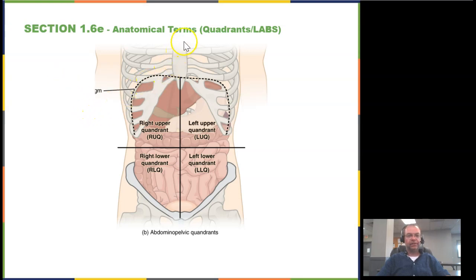We know it's an anterior view of the patient because here is the sternum, otherwise known as the breastbone. So we are in anatomical position facing us. This means that this is the patient's right and this is the patient's left side.